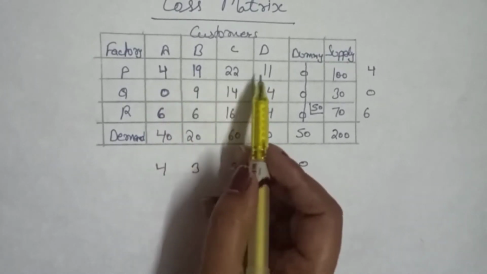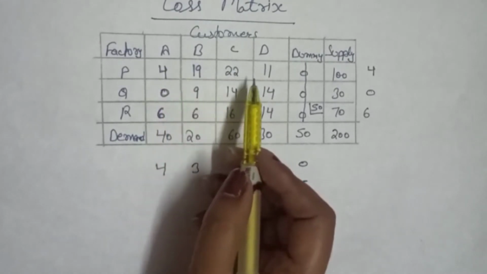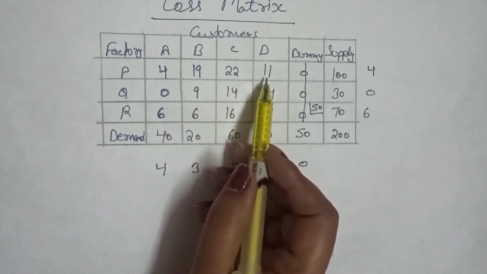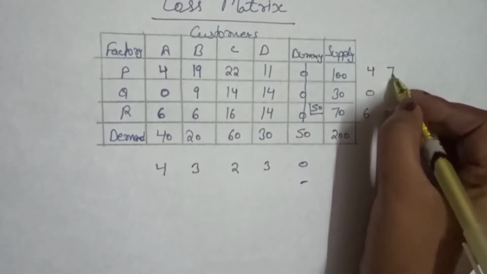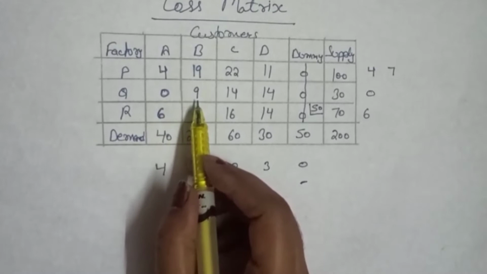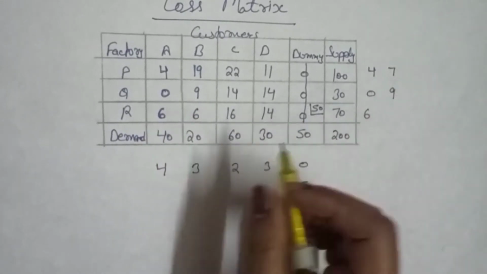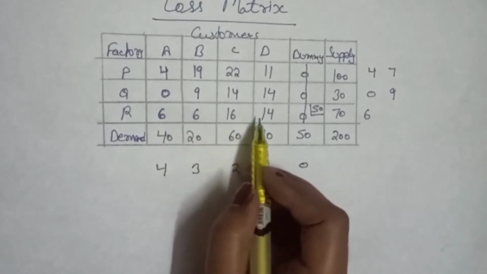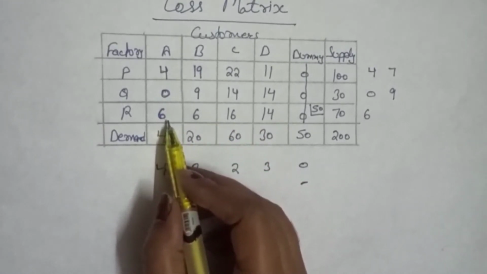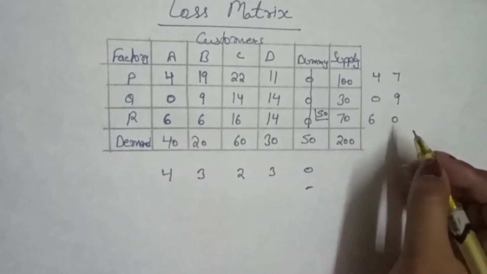We will find the least value from here. Our least value from here is 4 and next least value is 11. The difference of 11 and 4 is 7. Now our least value is 0 and next least value is 9. The difference of 0 and 9 is 9. Here our least value in this row is 6 and next least value is 6. Difference of 6 and 6 is 0.